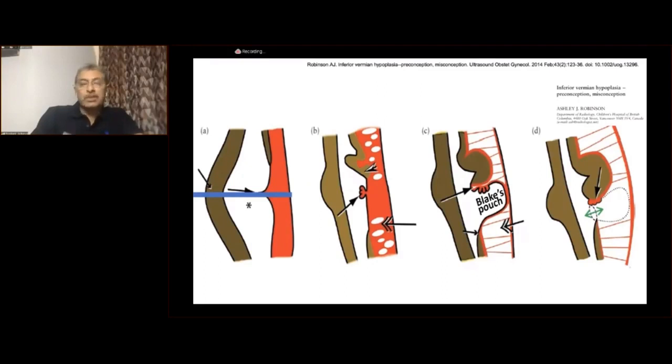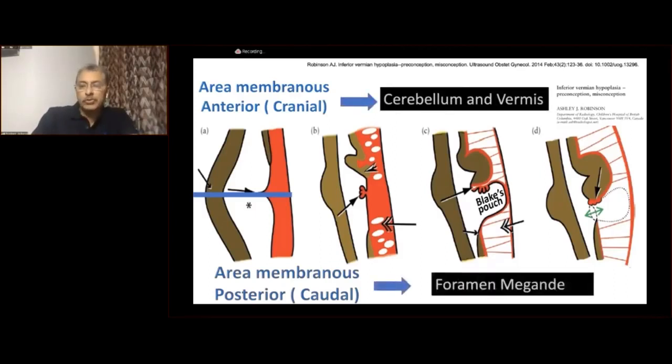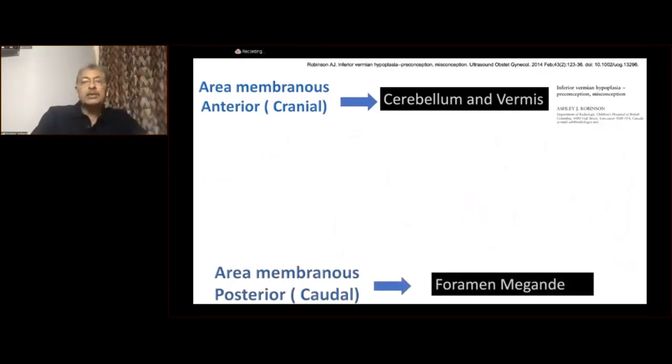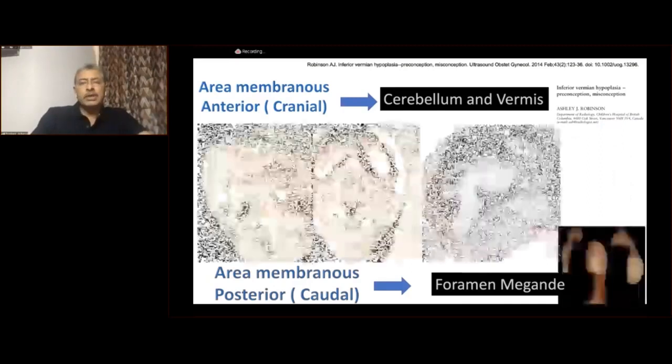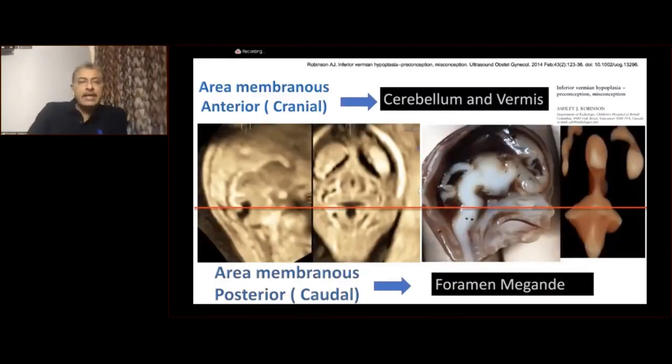So these are the two areas: membranous anterior and membranous posterior. From the membranous anterior area, on the cranial side, the cerebellum and vermis are going to be formed. In the caudal area you will have Blake's pouch, and from that the foramen of Magendie is going to be formed. Now, how can I put it into my ultrasound practice? This red line separates the area membranous anterior and area membranous posterior. You will have cerebellum, you will have vermis. They all will be developing at this stage.